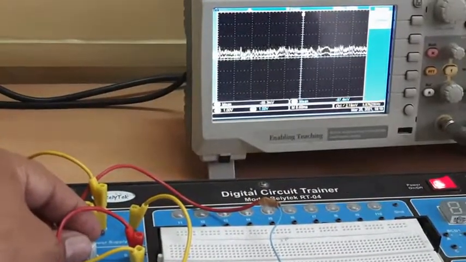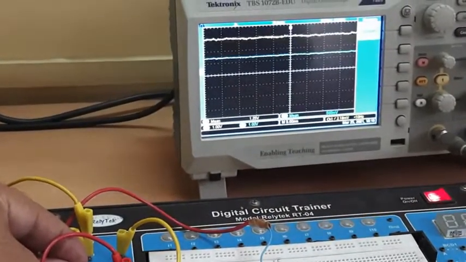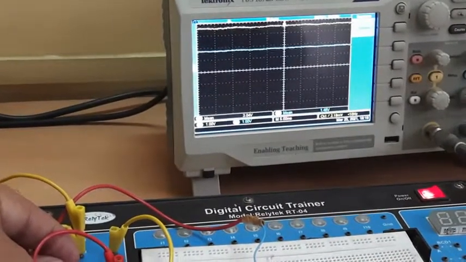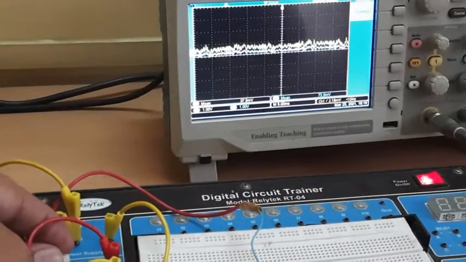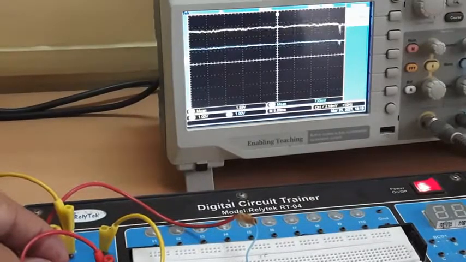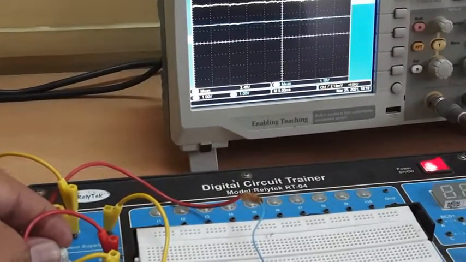By varying the pot, I can show. See the output voltages: 1.16 volt input, 2.49 is the output.